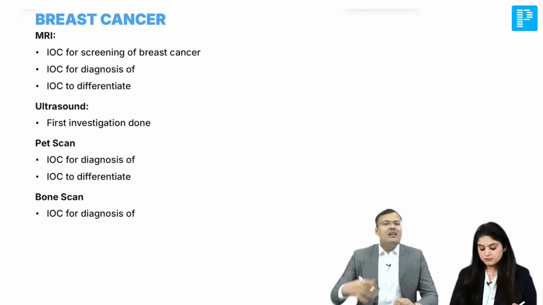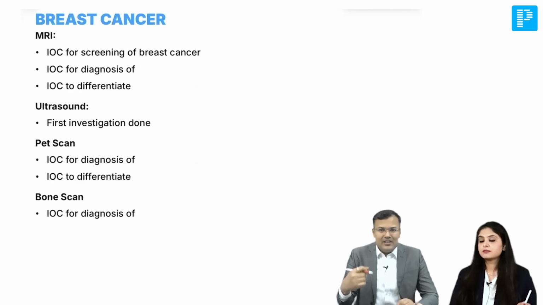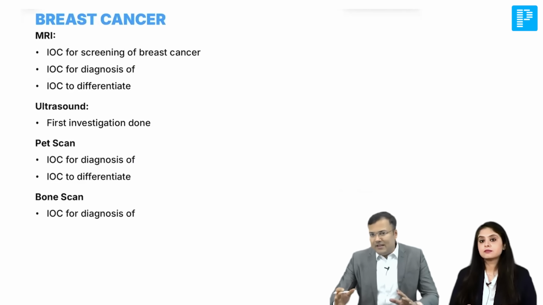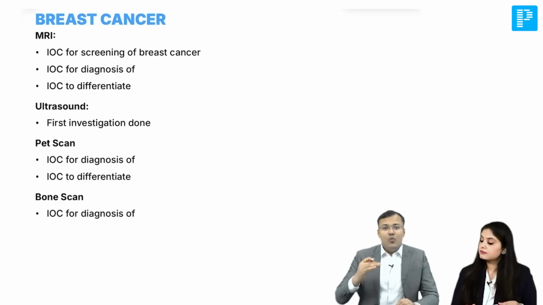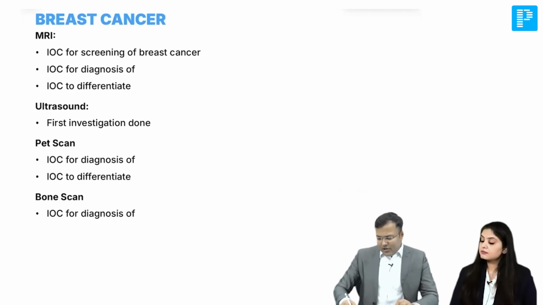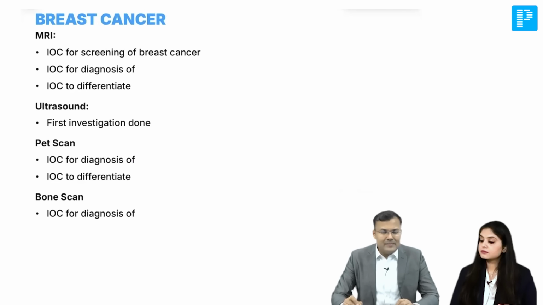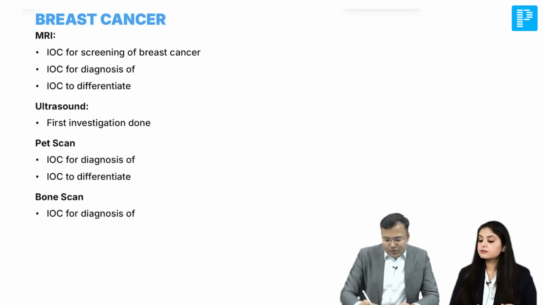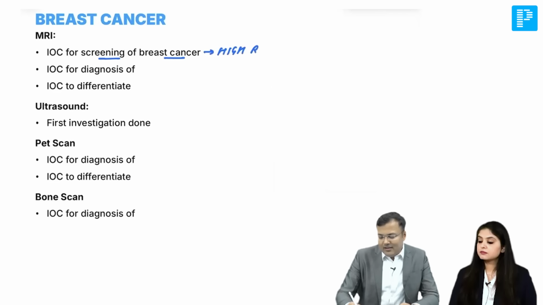Okay, next, suppose a patient has a family history of breast cancer, just like Angelina Jolie, or she has a BRCA mutation, just like Angelina Jolie. It means any female having a positive family history or genetic mutation is high risk. In such females, we go for a better investigation than mammography, one having higher sensitivity. And all of you know which one has higher sensitivity? MRI. So the investigation of choice for screening of breast cancer in high risk females is MRI.